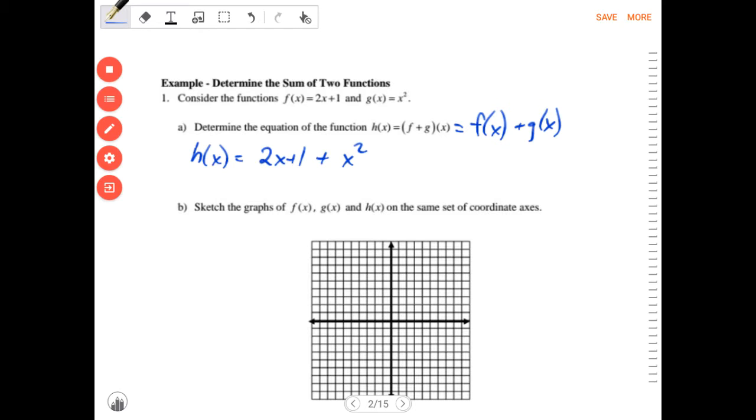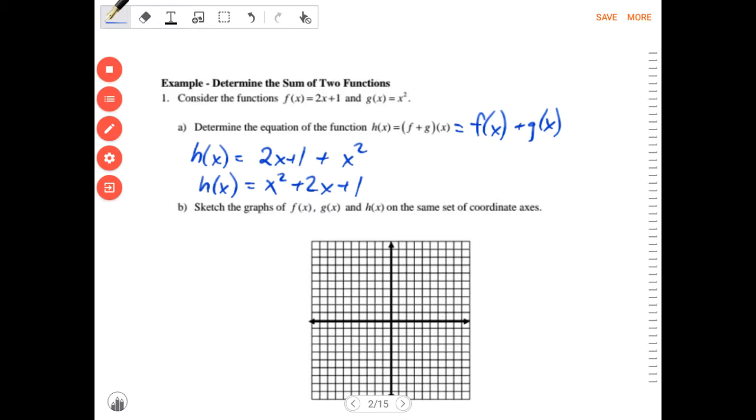That is a good enough answer, but usually when we have functions, we write in descending order of x. So that would be x squared plus 2x plus 1. And we know that that's a parabola. We could find the domain and range fairly easily of that. Anyways, we'll get there.